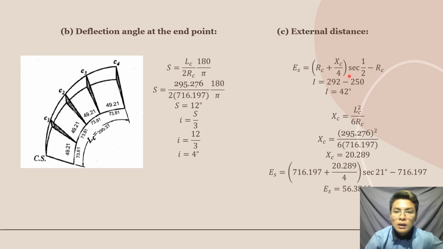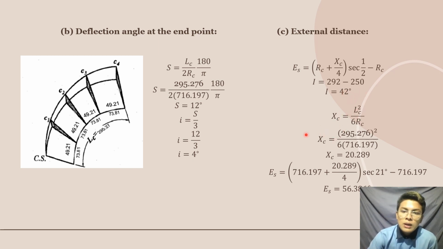Next is our external distance. We use the general formula ES equals (RC plus XC) divided by 4, secant of I over 2, minus RC. So we must first get our circle angle, which is 292 minus 250. Then we will have our angle of 42 degrees.